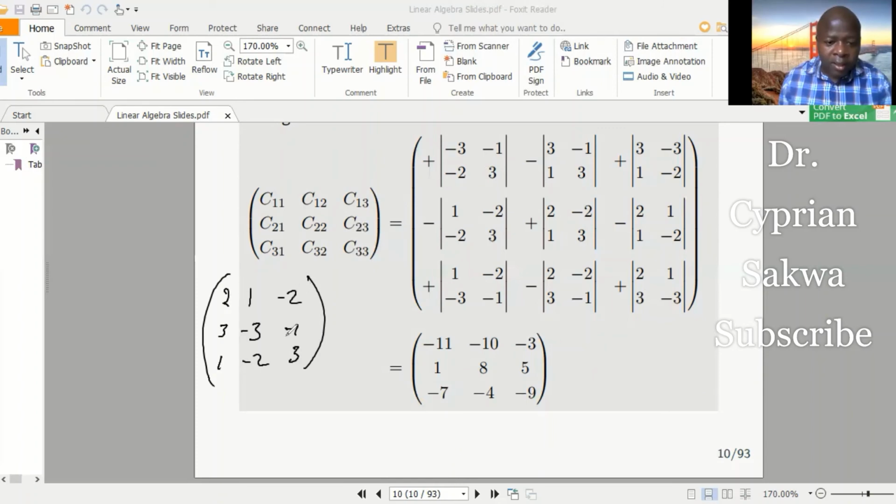So you are left with 3, negative 3, 1, negative 2. Then finally, this was positive, negative, positive. This will be negative. So in this position, delete this row and delete that column. We are left with 1, negative 2, negative 2.